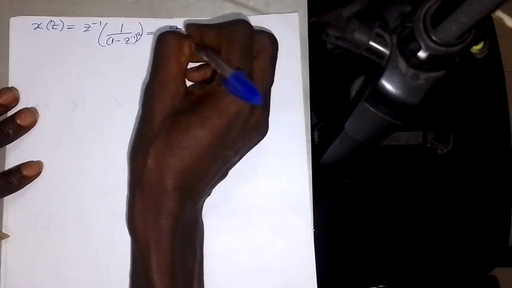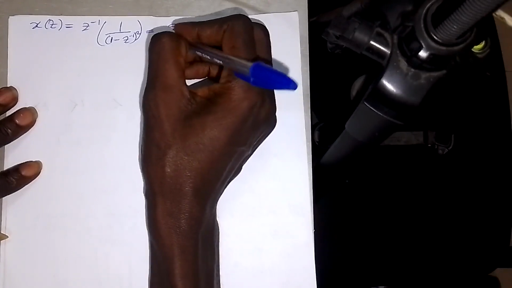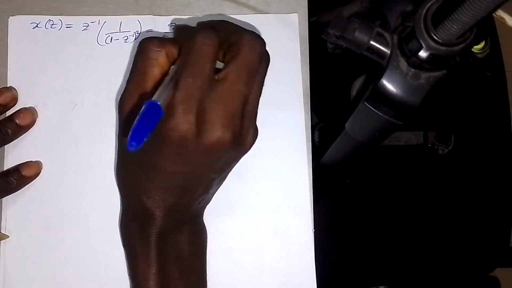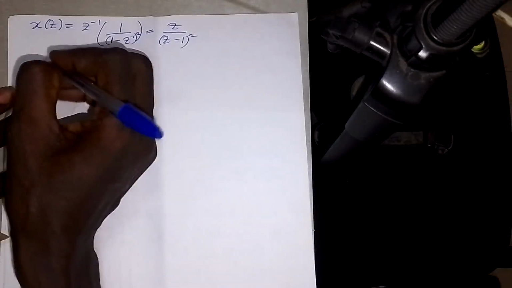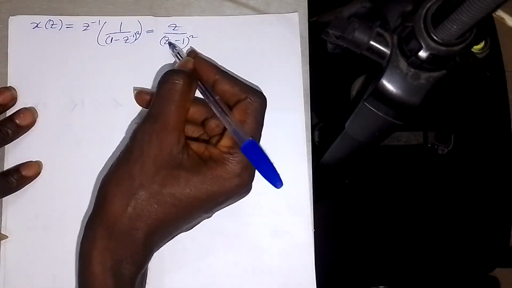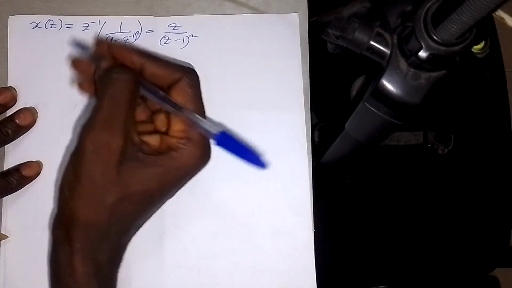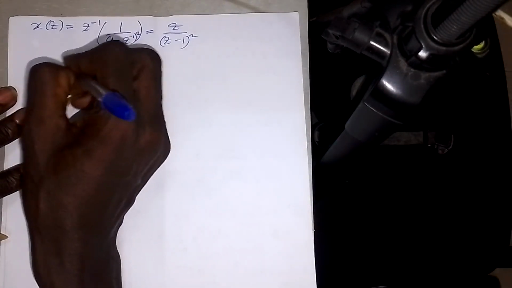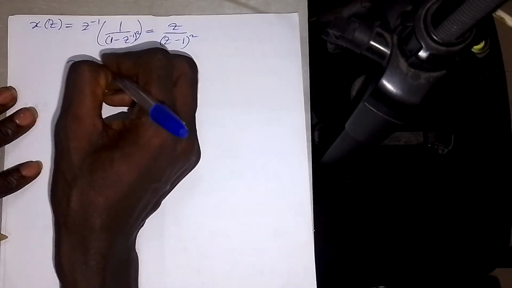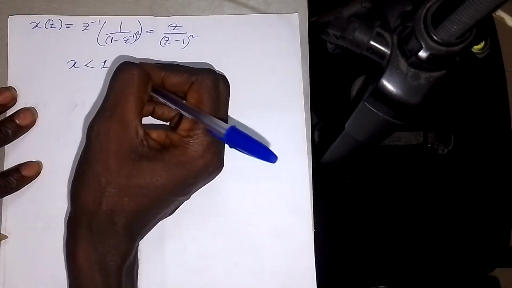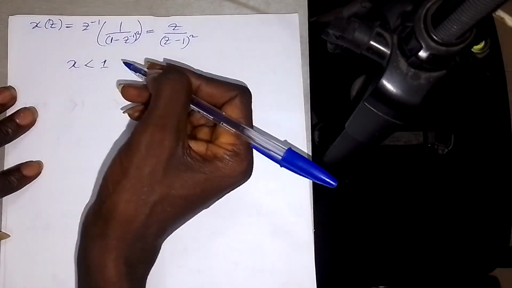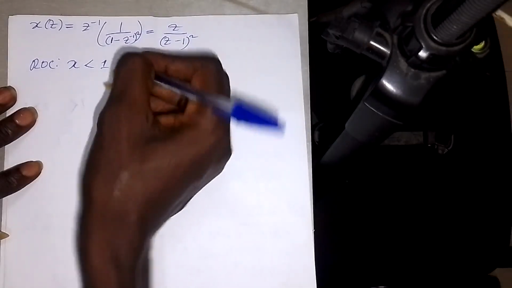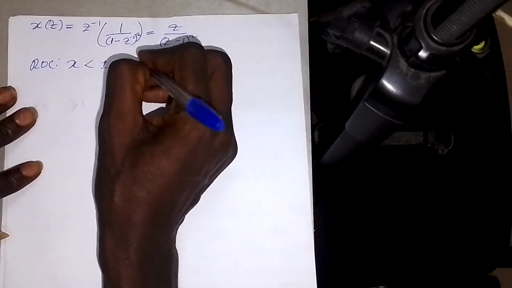So if I do that, I'm going to have z over (z minus 1) squared. Now this becomes the Z transform for this one. Then what about the ROC? For that particular series, we know that mod x is supposed to be less than 1. If not less than 1, then it should run to infinity.